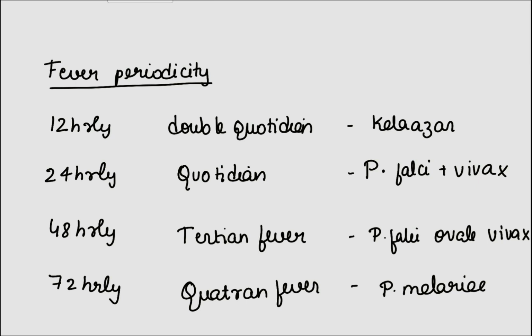Then 48 hourly is called tertian fever. It is mainly seen in falciparum, ovale, and vivax of Plasmodium species. Then 72 hourly, we look at it in Plasmodium malariae, and it's called quartan fever. And with that, we complete the temperature and fever part.